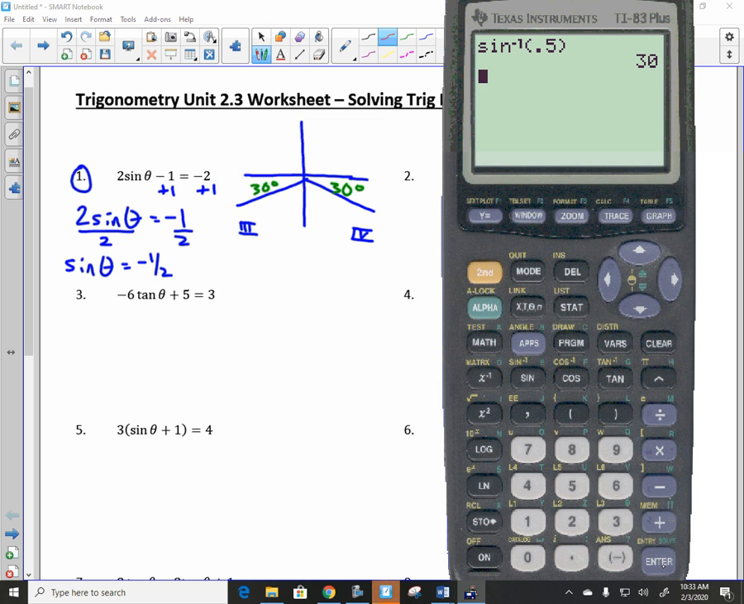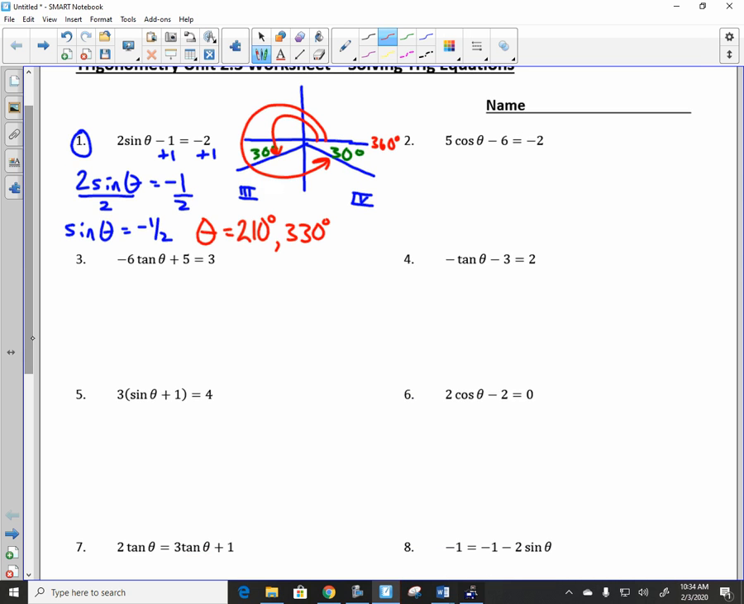So for my final answer here, theta is equal to 210 degrees, because it's 30 past 180, and 330 degrees, because it's 30 back of 360. So those are the 2 angles that satisfy that equation. Do a couple more with you so that we can follow this all the way through.